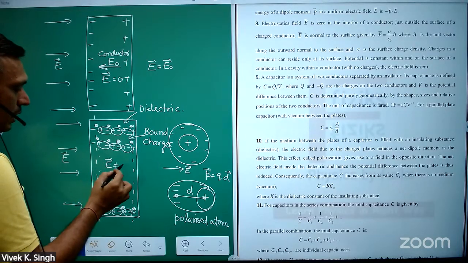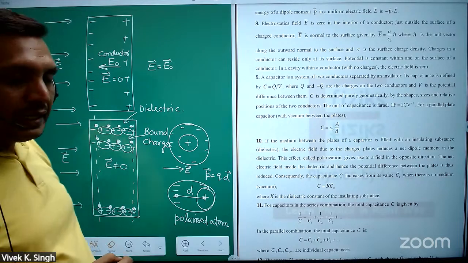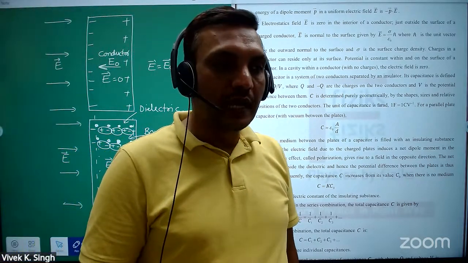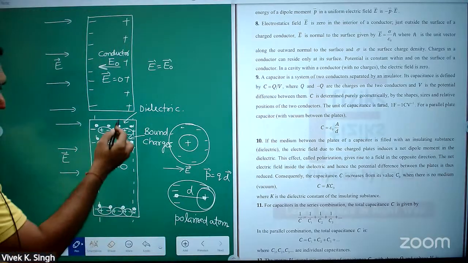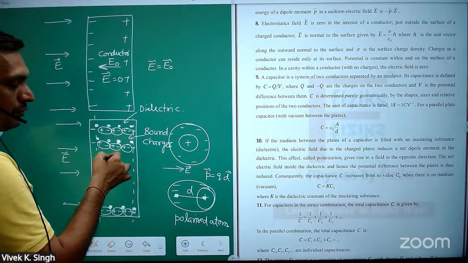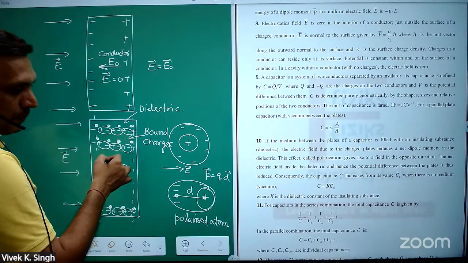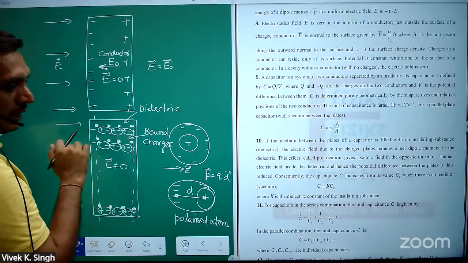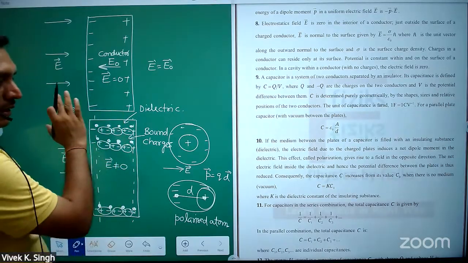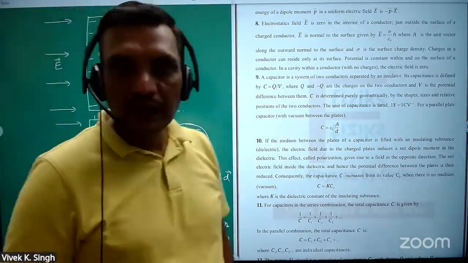So when you have a dielectric material, it gets polarized. There will be bound charge. On the surface, you have surface bound charge. Inside, you have volume bound charge. So that is how you have to distinguish between a conductor and a dielectric and their behavior in an external field. Clear?